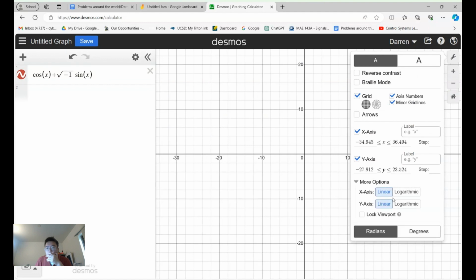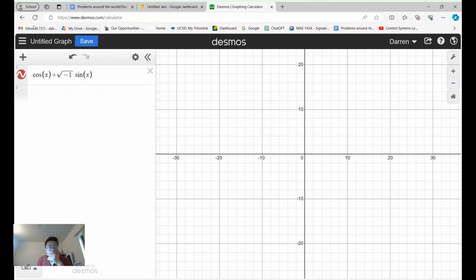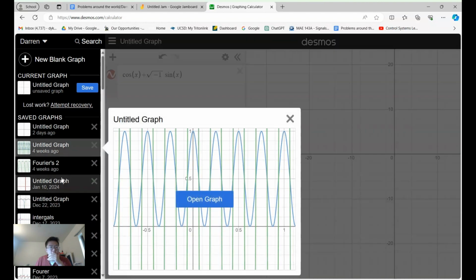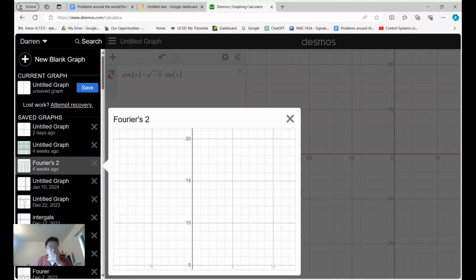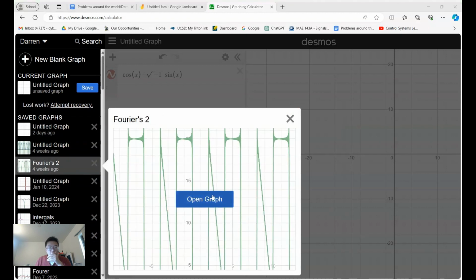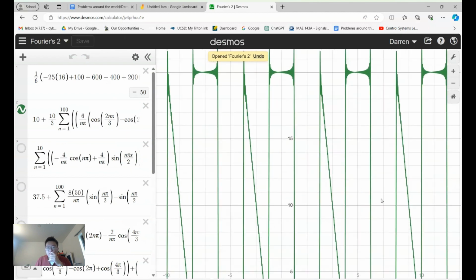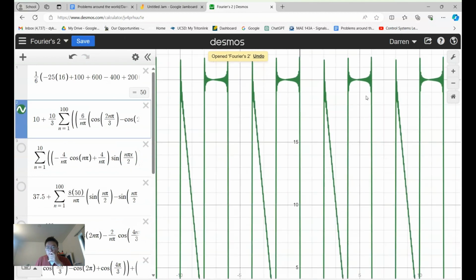More options. How the hell do you do it here? Oh, you want to see Fourier series? Is this Fourier series? I don't remember. Ah, Fourier series. Oh, share. This is awesome. I love Fourier series. Look at that. That's so cool.